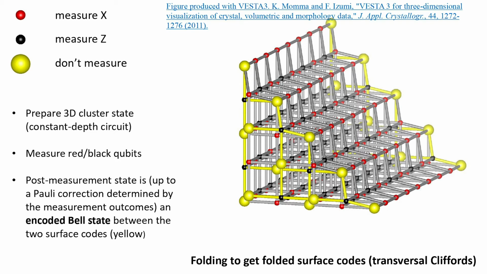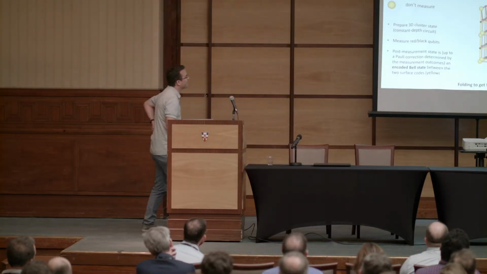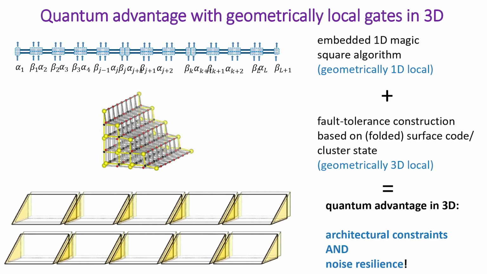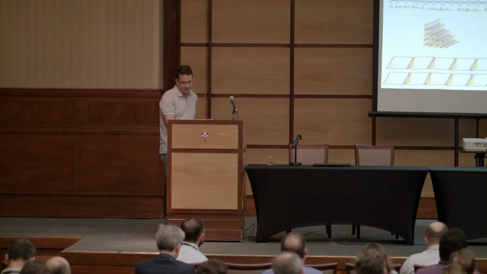So in this way we can prepare encoded, folded surface code Bell states, and then we can just play this embedded magic square game using these encoded states and use these transversal operations that you have between nearest neighbors.